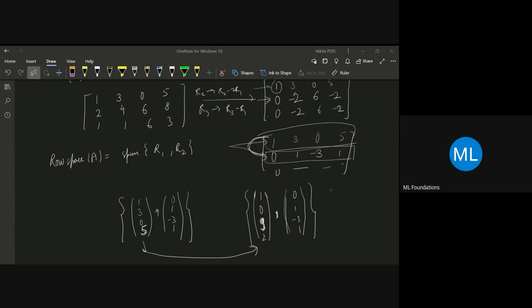Have you noted down the second vector is the same as the second vector? Yeah, the second vector is coming out to be the same. And one is a linear combination of the other two.